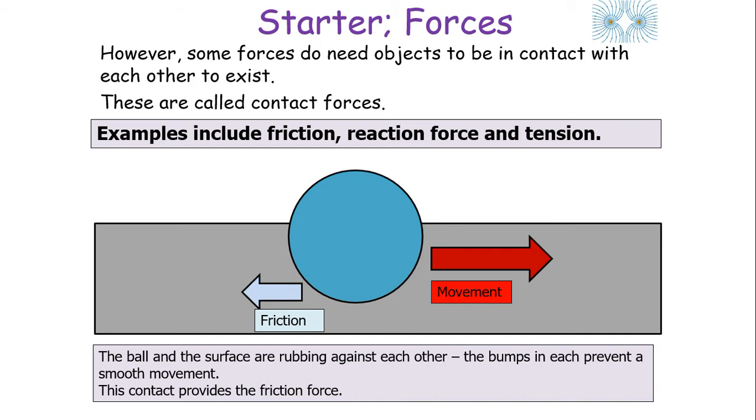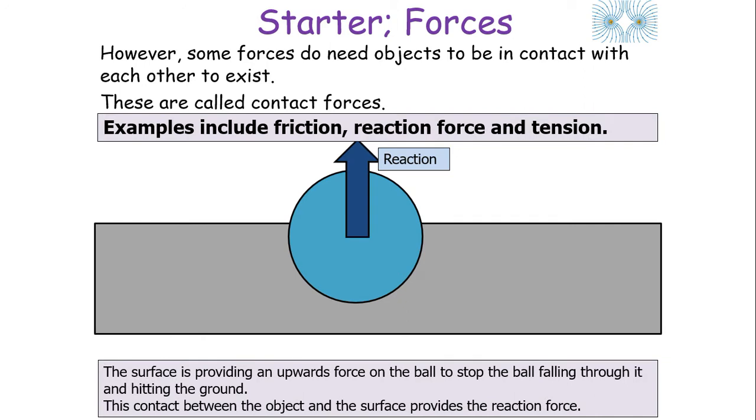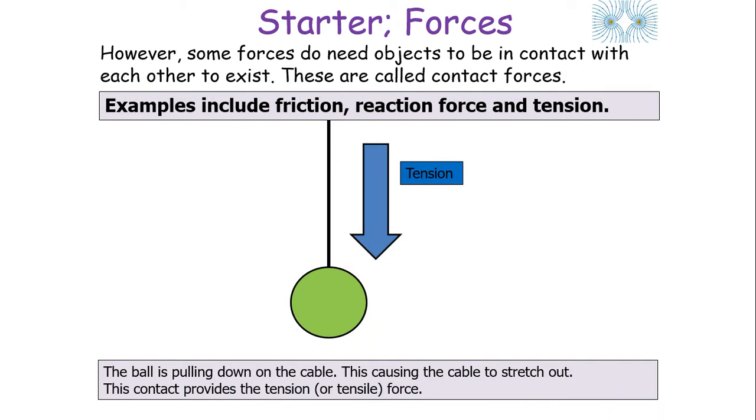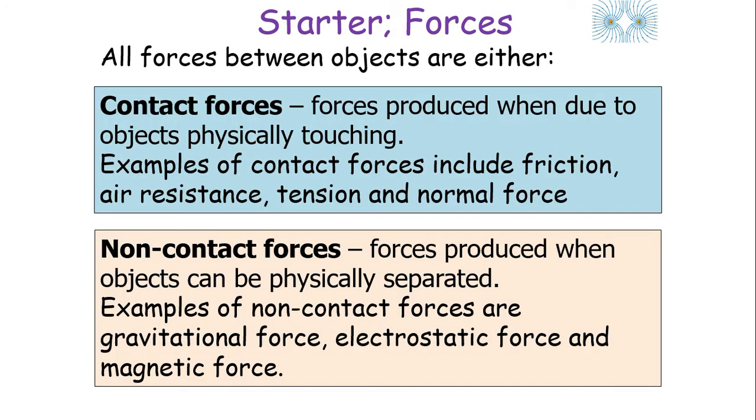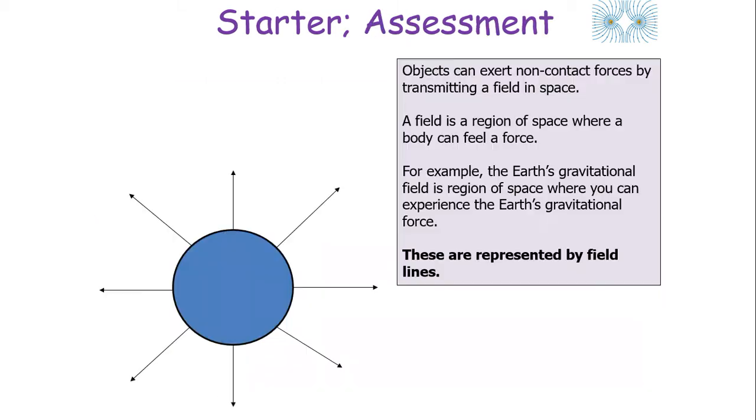Examples include friction, when a ball and a surface rub against each other, which prevents smooth movement, the reaction force provided by a surface to stop an object falling through it, and tension caused by an object pulling on another object to stretch it out. These are all examples of contact forces. So all forces between objects are either contact forces, where the forces are produced when the objects are physically touching, or non-contact forces, which are forces produced when objects can be physically separated.